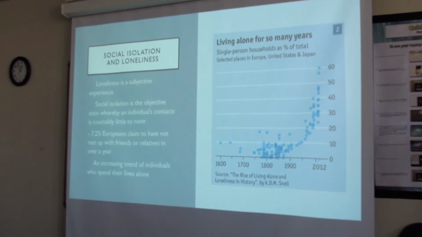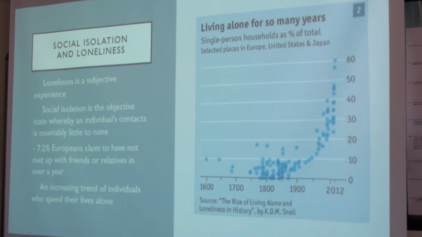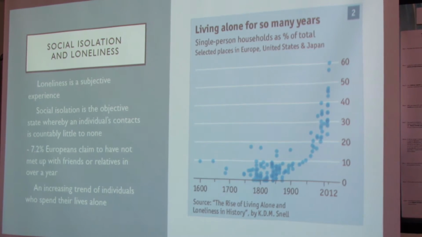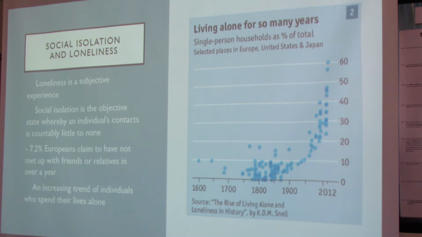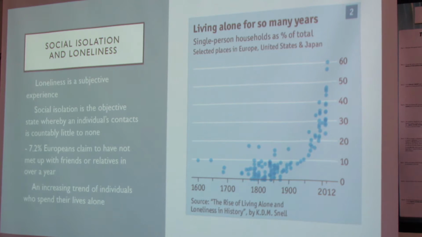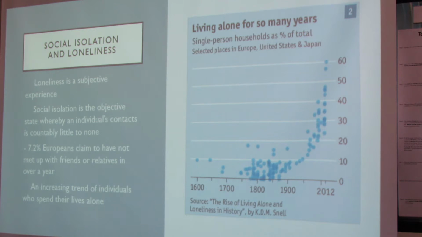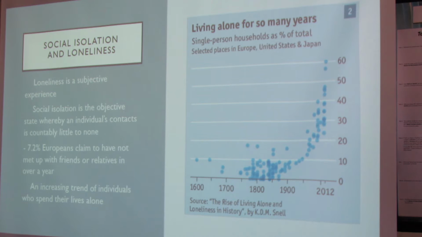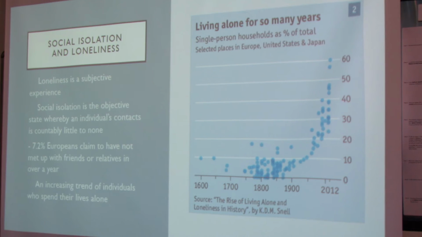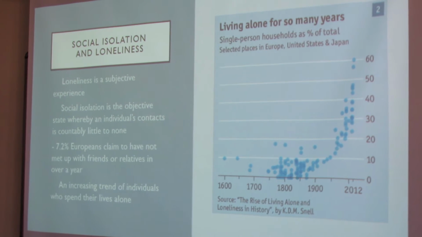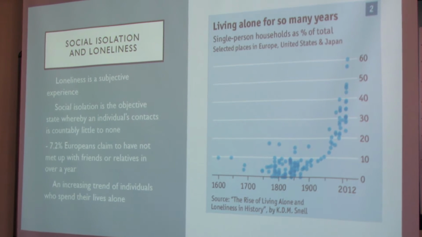People are not marrying and living together with their family nowadays as much. So the trend of people who live alone goes up over the years, and that often results in social isolation, where they end up not contacting friends or family for a long period of time, such as 7% of Europeans who have not reached out or talked to their family or friends in over a year. This was 2014, I think.